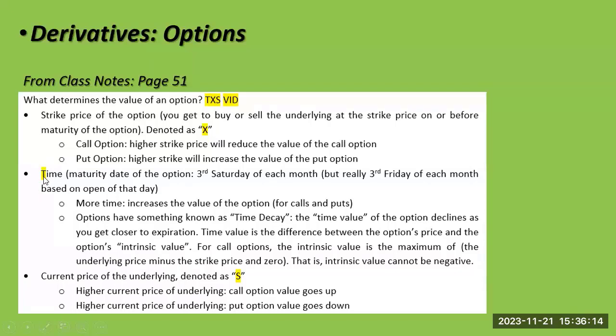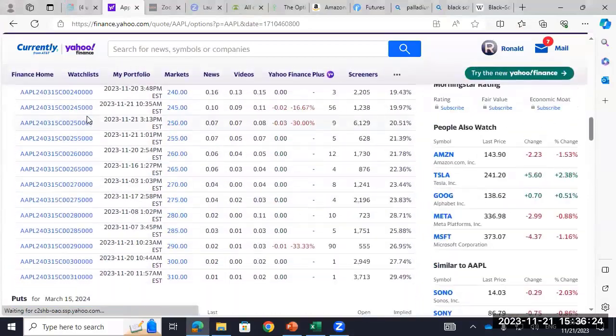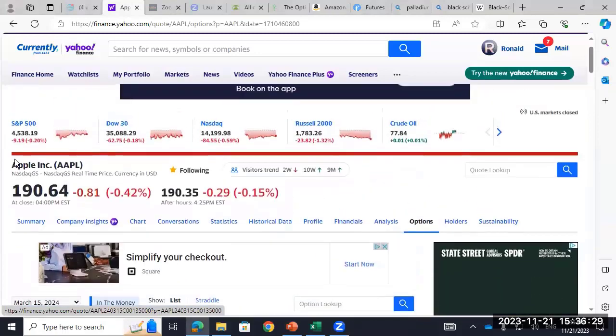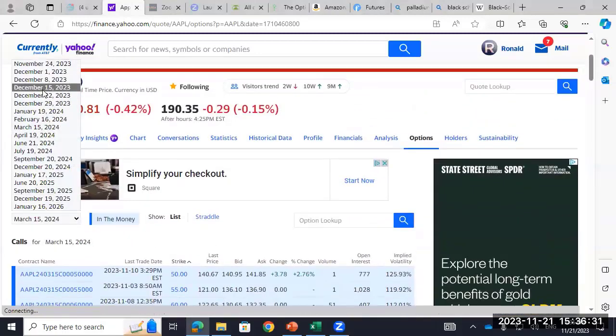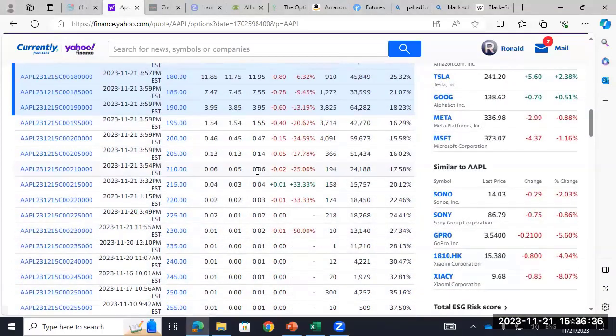Both puts and calls love time. More time, more value to the option. We can see that with Apple. So that 210 was trading for $2. We change this to December, and 210 is now trading for 6 cents. And it's pretty dramatic because we only have 1 month until December. There's a very low probability Apple's going to be trading for $210 or more. But by next March, yeah, you have much more chance.